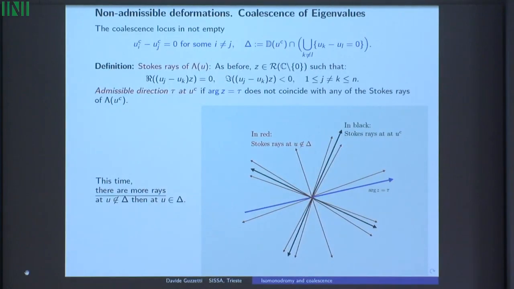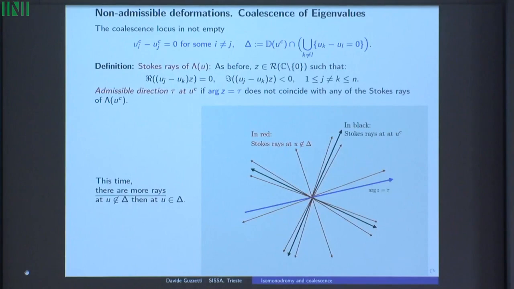Now let's go to the non-admissible case. So we suppose, again, there is a coalescence. So the center of the polydisk has some merging coordinates. So there is a full coalescence locus inside the polydisk. And again, I can define Stokes rays for lambda of u and Stokes rays for lambda evaluated in the center of the polydisk. In this case, since there is a coalescence, first thing you may notice is that these black rays are rays associated with the center.